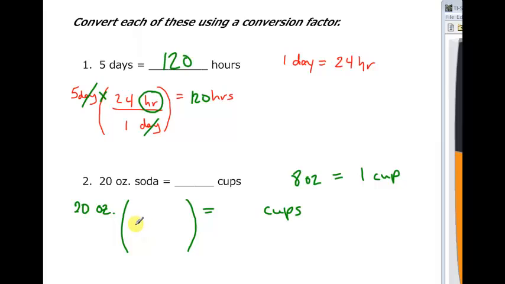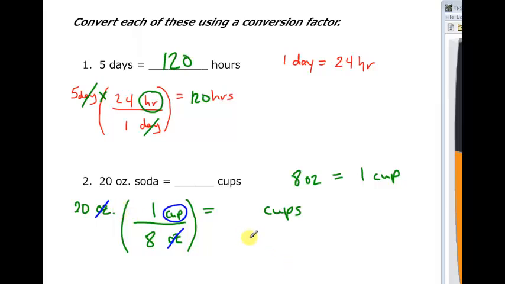So let me build my conversion factor. This is my fraction. Ounces I want to cancel, so I'm going to put ounces down on the bottom. And then I want to turn them into cups. So cups are going to come up here. Filling in my numbers, it's 8 ounces equal to 1 cup. And then canceling the units of ounces, leaving me cups in the top here.